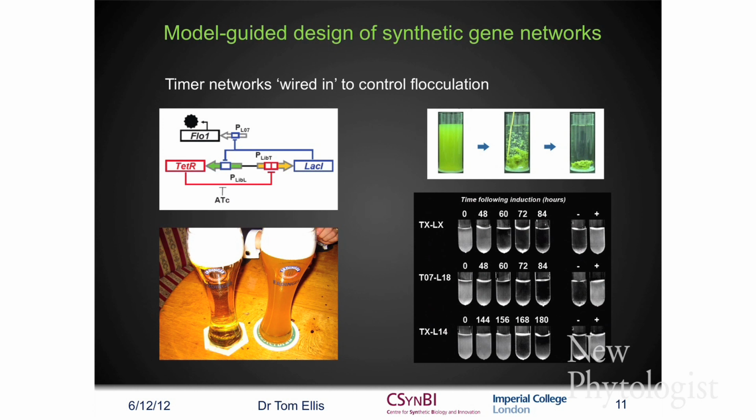So our timer network can easily be attached to a flocculation gene, and we can get predictable timing of flocculation from our networks here. So we have some that flocculate after between 60 and 72 hours, and then you get your sediment there, and others which last almost a week before they then sediment.